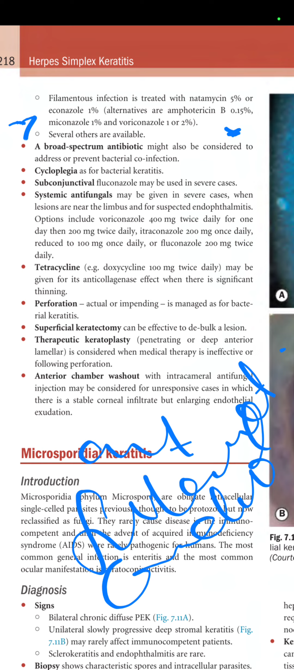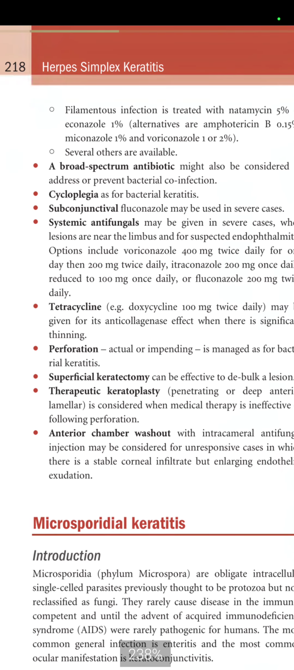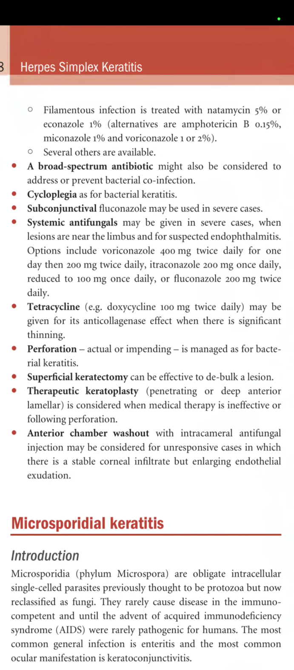A broad spectrum antibiotic might be considered to address or prevent bacterial co-infection, and we can also use antibiotics with them to address the bacterial infection. Cycloplegia, as for bacterial keratitis. Subconjunctival fluconazole may be used in some severe cases.